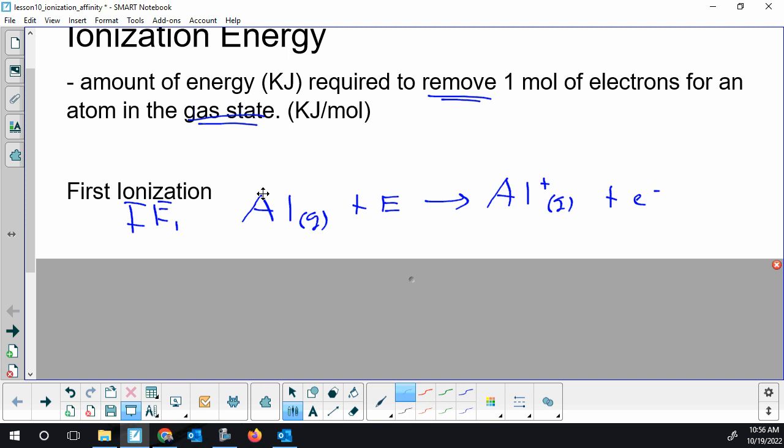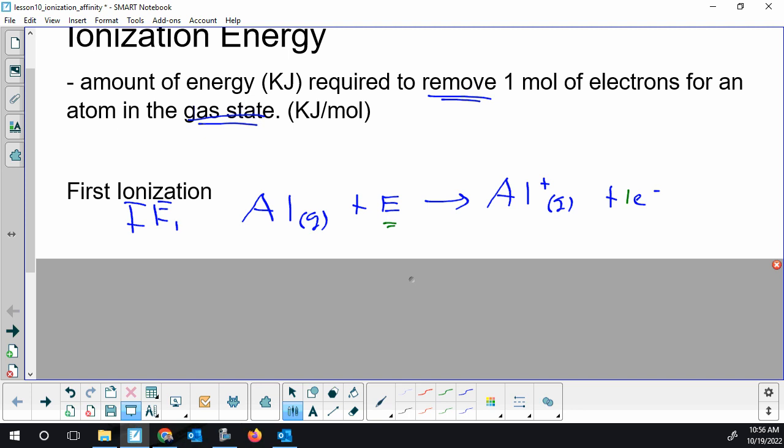And we've removed an electron, so we see it as a product. You gain something, it's a reactant. You lose something, it's a product. So that's what the ionization energy 1 would look like. There's where our kilojoules would come from, and we would have to remove 1 whole mole.